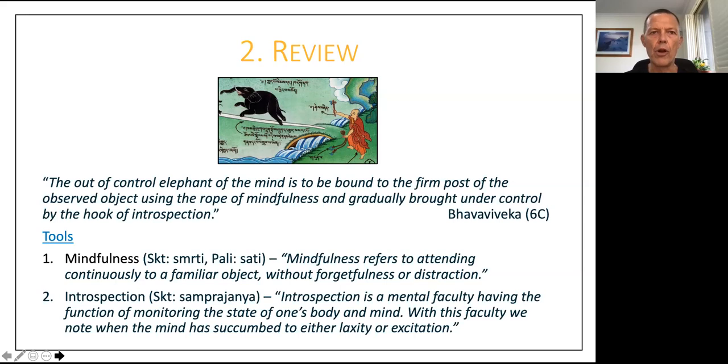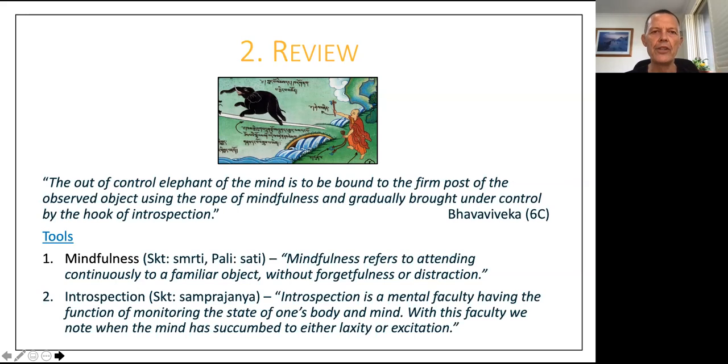So the rope is symbolizing mindfulness, that we're tying our mind with a rope of mindfulness to the object. Mindfulness here is simply our ability to attend continuously to a familiar object without forgetfulness or distraction. Literally, the original Sanskrit term smrti and Pali term sati literally means to remember. So mindfulness is simply our ability to remember the object, to hold the object without becoming distracted.